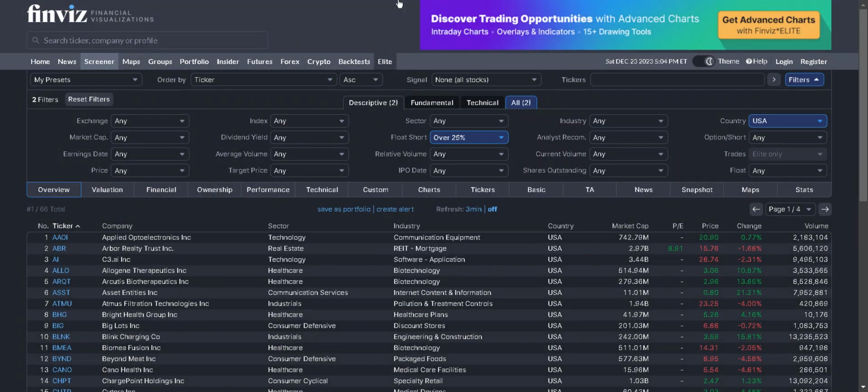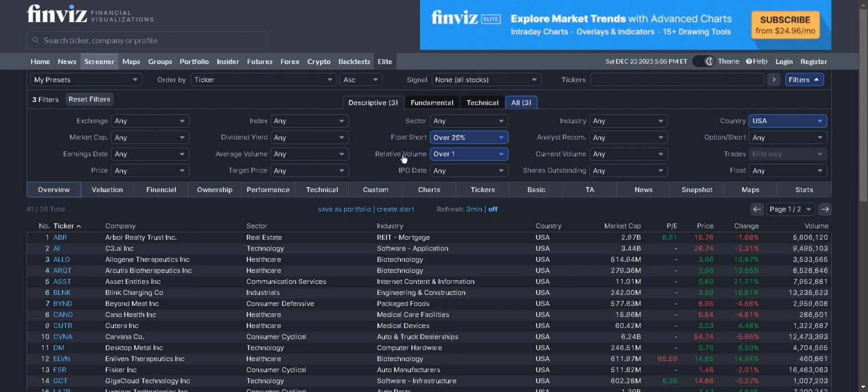Then next, what you want to do is go with the relative volume. Want something that's volatile, and here you put over 1. Relative volume, if you look at the description right here, is a ratio between the current volume and the 3-month average, intraday adjusted. So over 1.